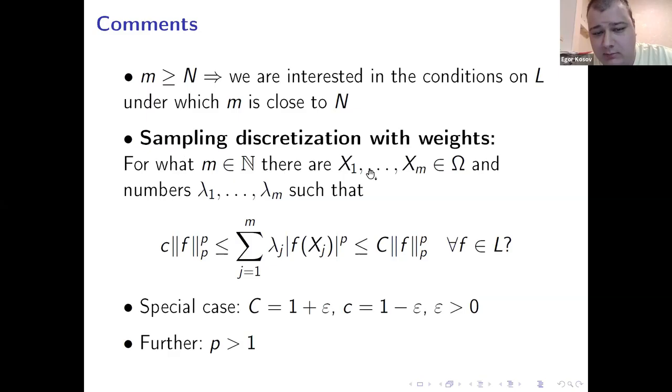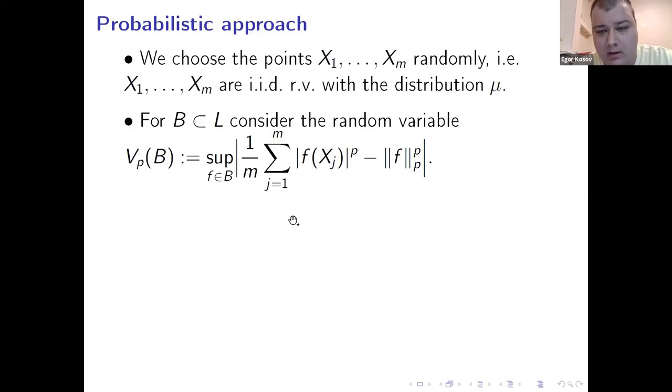Also, which was discussed in previous talks, there is a sampling discretization problem with weights. The problem is actually very similar, but we again want to find the least possible number m such that we have points and weights, not necessarily positive, but ideally positive, such that we have this discretization estimate. The special case is when the constants are 1 minus epsilon and 1 plus epsilon, and actually I will consider only this case. And further, I will assume that p is bigger than 1 because of the geometry of L^p balls. They are uniformly convex, which will be crucial in the theorems below.